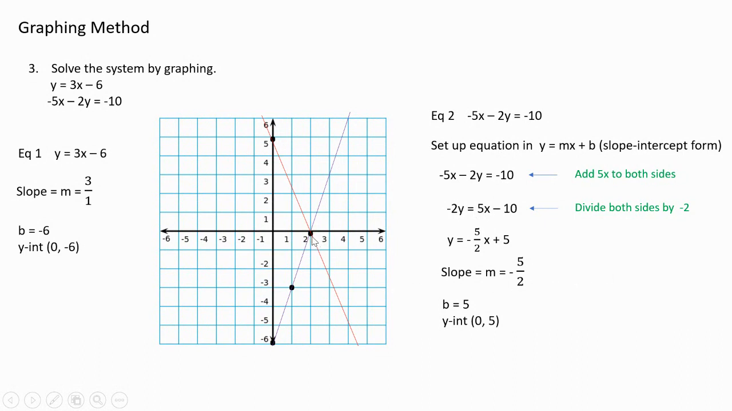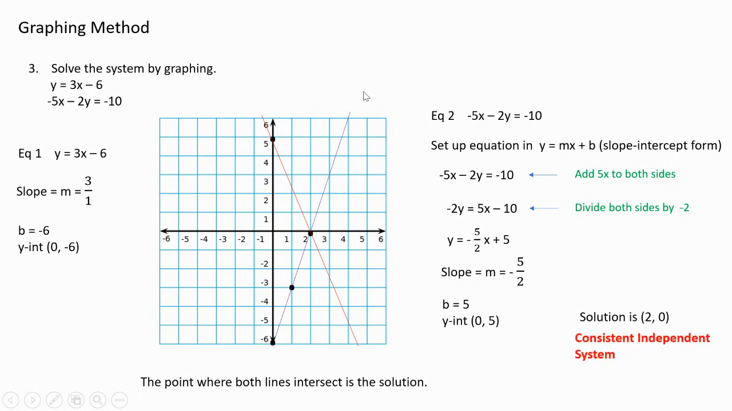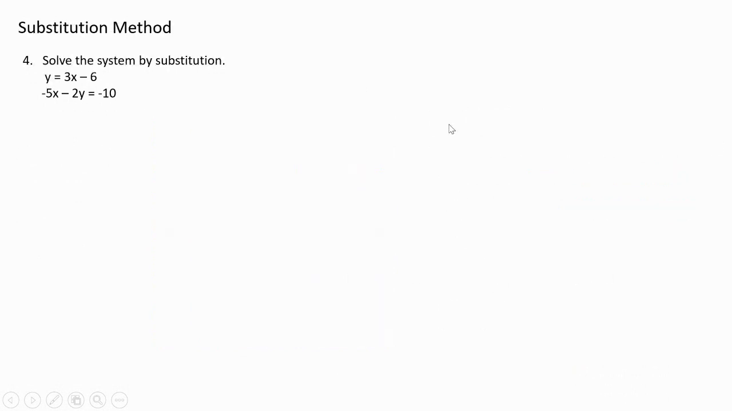So this is my solution. It's going to be 2, 0. The point where both lines intersect is a solution, which is 2, 0. Okay. So this was a quick review on how to graph. Now, so again, right, one solution means a consistent independent system.